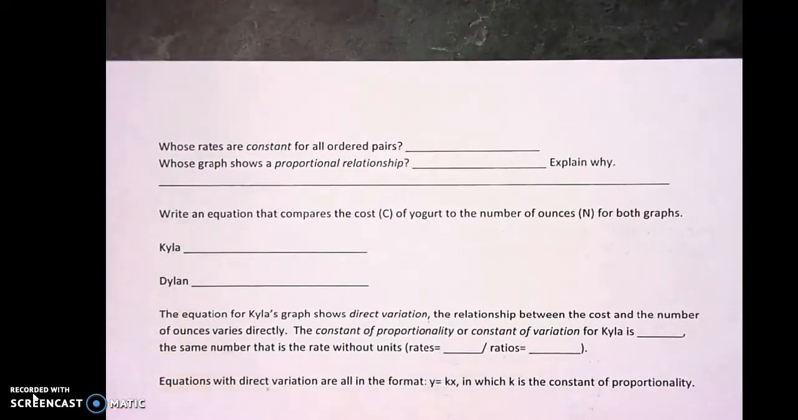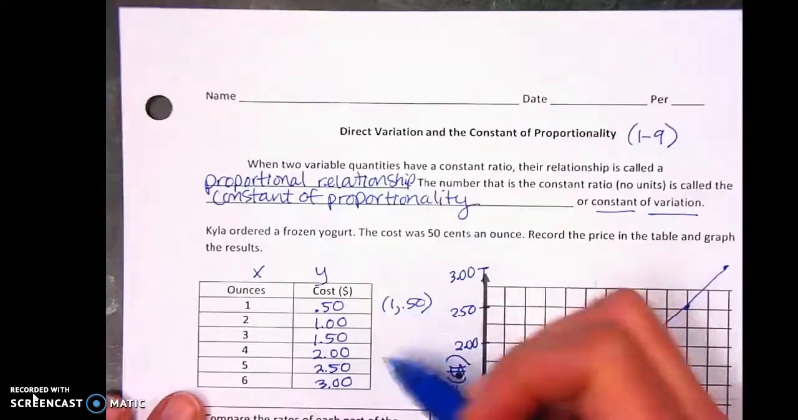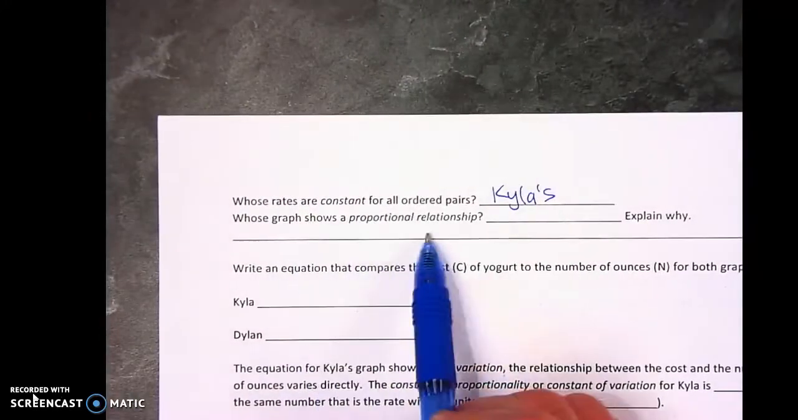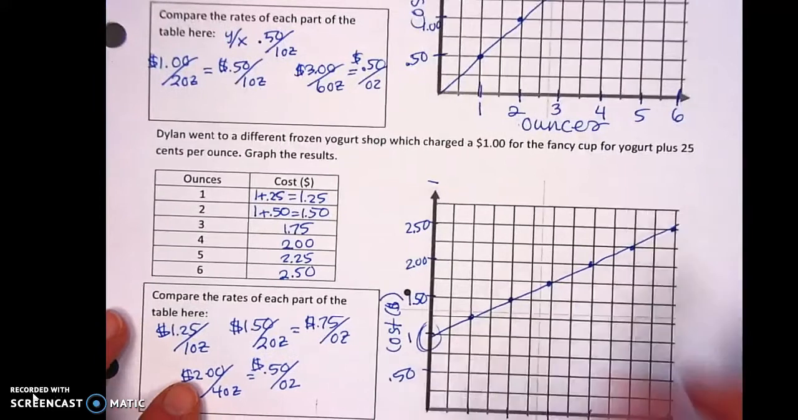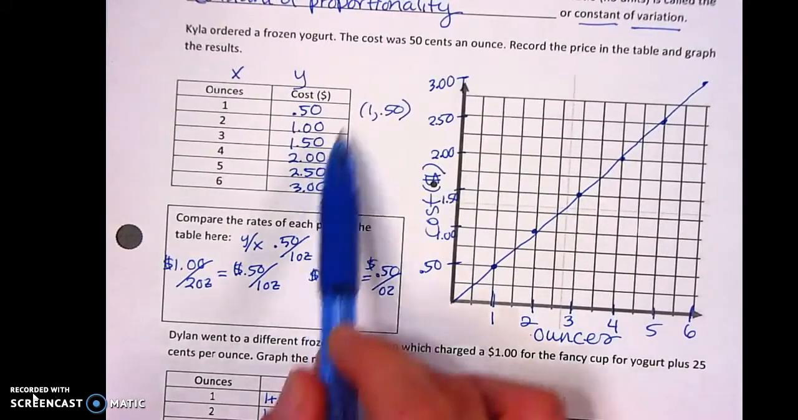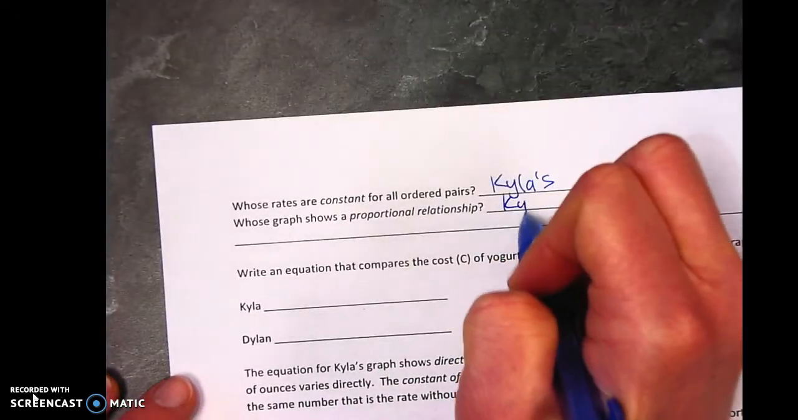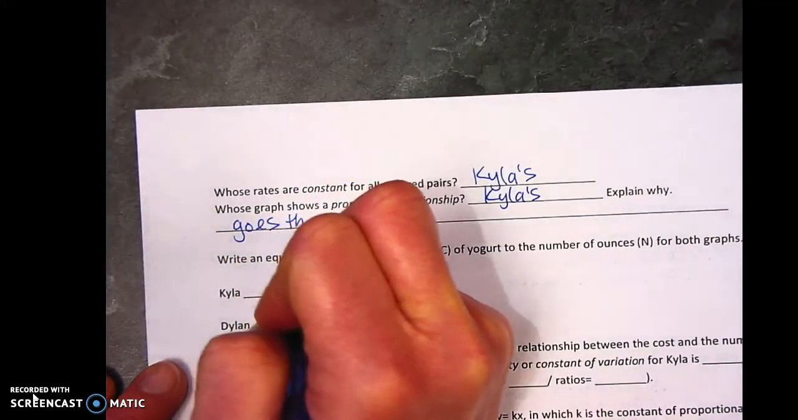Okay, so we should know right away whose rates were constant. Remember that word from our notes, meaning the same for all ordered pairs. That was Kyla's. Every single time, 50 cents per ounce, no matter what. Whose graph shows a proportional relationship? From what we've already learned, which one goes through the origin and is linear, a straight line? Kyla's again. So if her unit rates are proportionate, the graph is also always proportionate. Explain why. For those two reasons. It goes through the origin and it's linear.